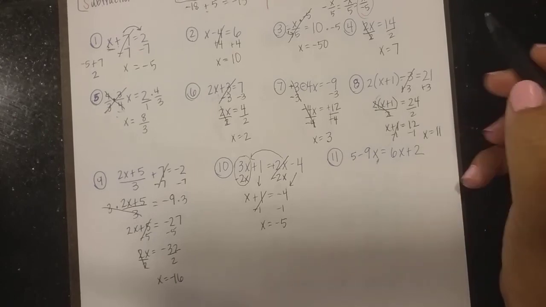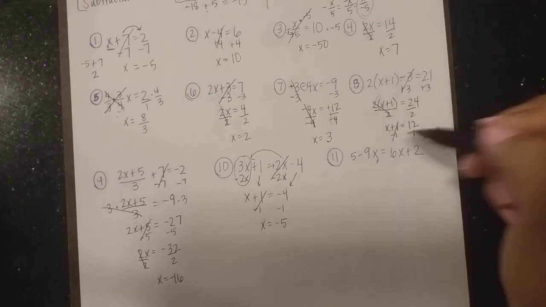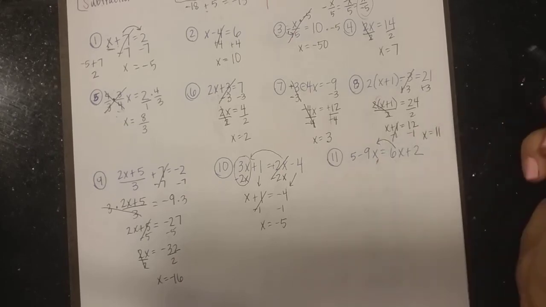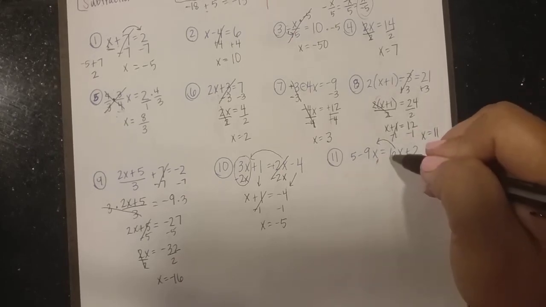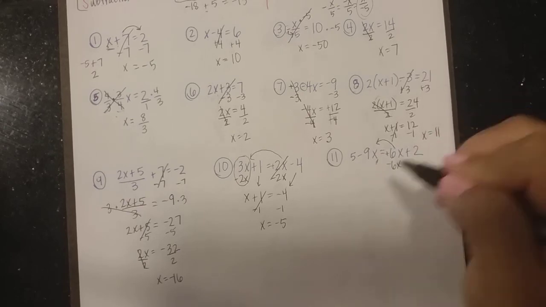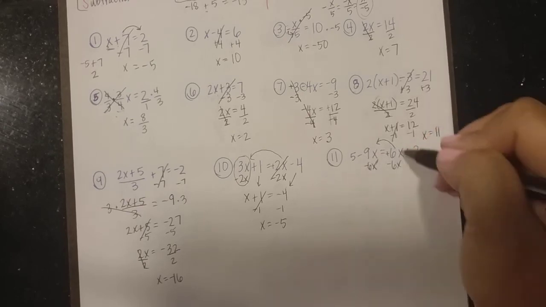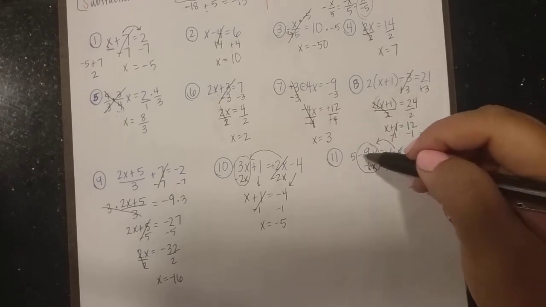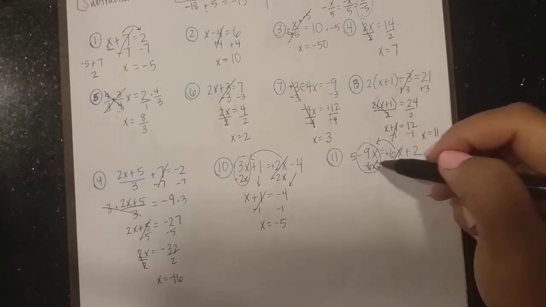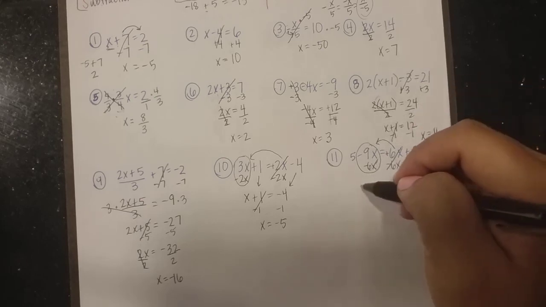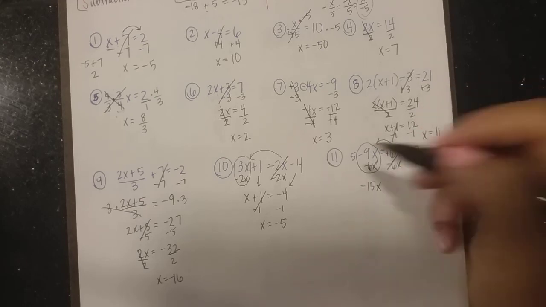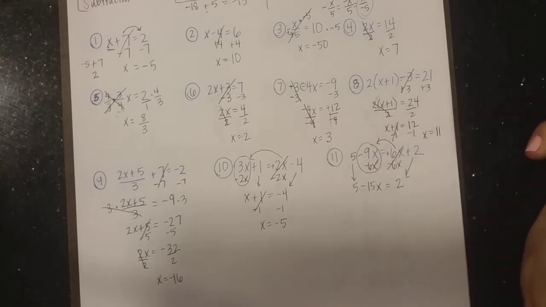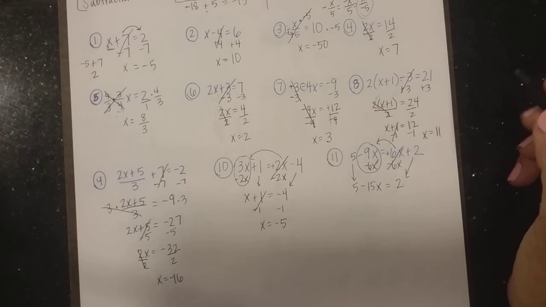So for number 11, all right, I've got a -9x over here and a 6x over here. So I'm going to start by moving the 6x over to be with a -9x. So this is a positive 6x, so I'm going to subtract 6x. Right, that one cancels, and now I can combine these. So I have a -9 minus 6. So that's going to give me a -15x. And then I'm just going to bring down the 5, bring down the 2 and my equal sign, and then I'm going to solve.